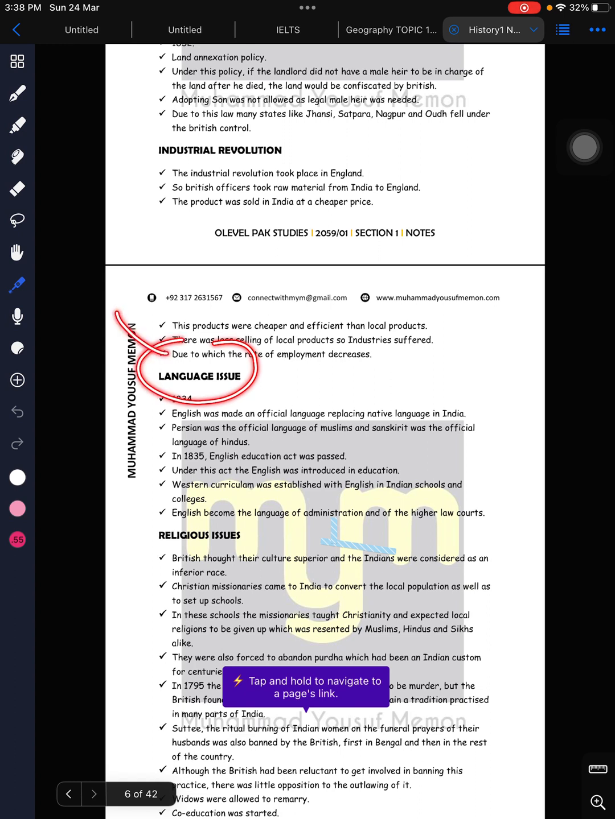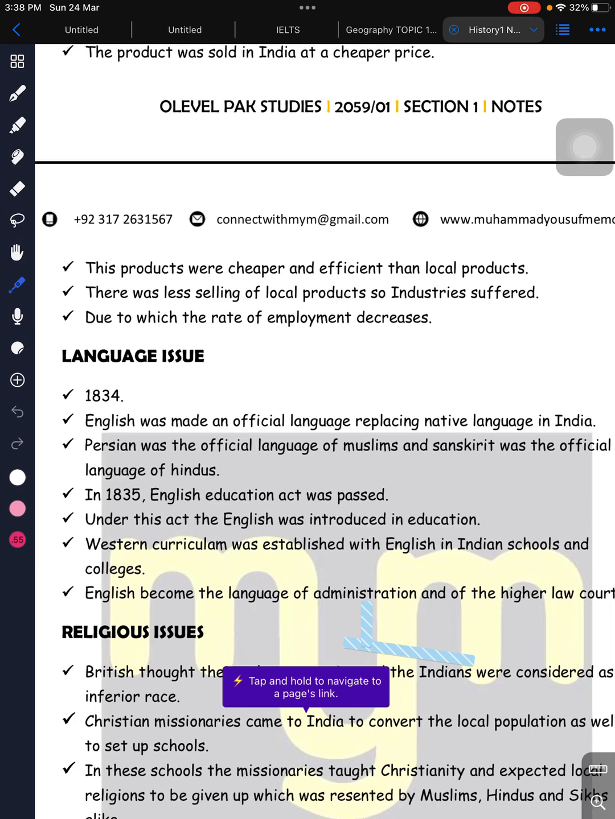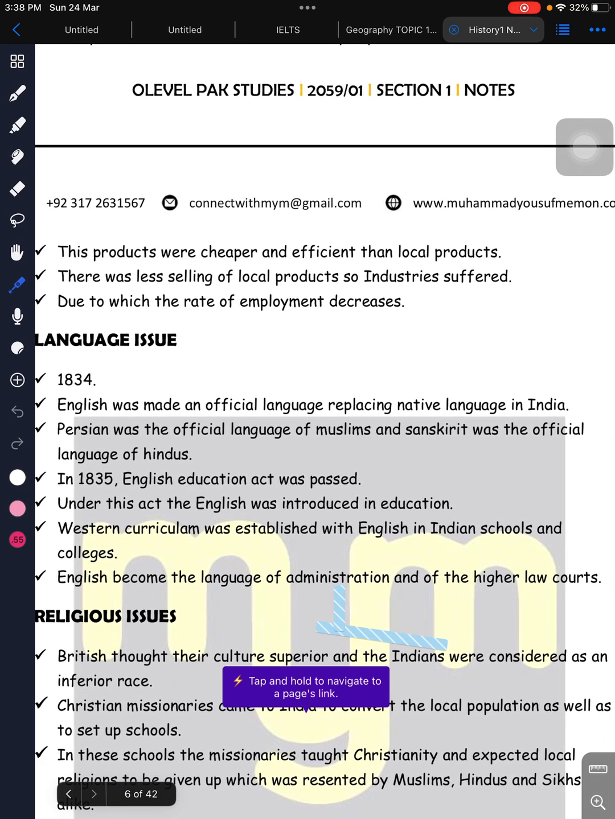Then we had a language issue. In 1834, English was made the national language, replacing the native languages, which were Persian for Muslims and Sanskrit for Hindus. After 1835, the British introduced the English Education Act, which means that schools and colleges would use English as the way of communication. Under this act, English was introduced in education, and a Western curriculum was introduced into the colleges. English actually became the main language of the administration and the higher law courts.